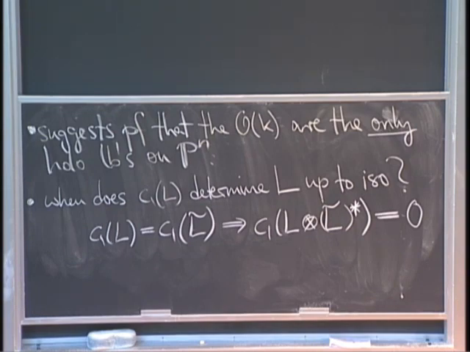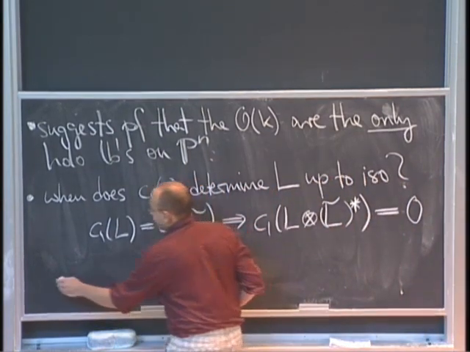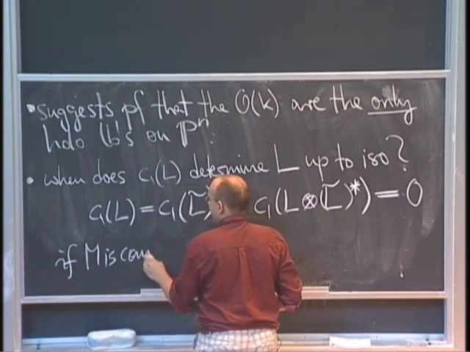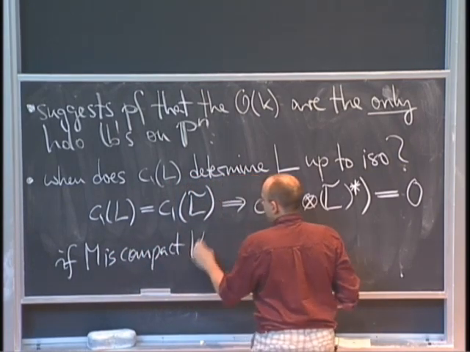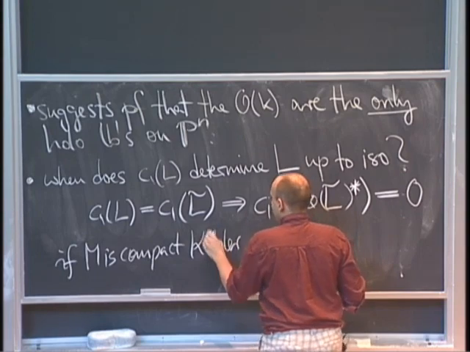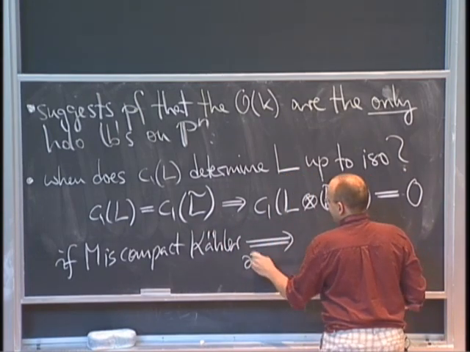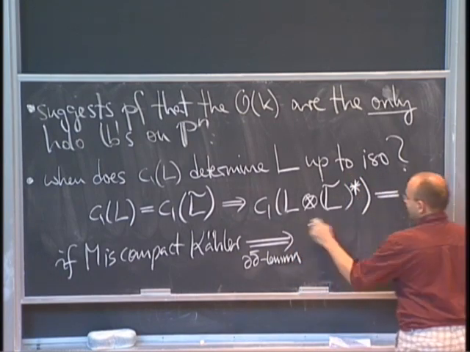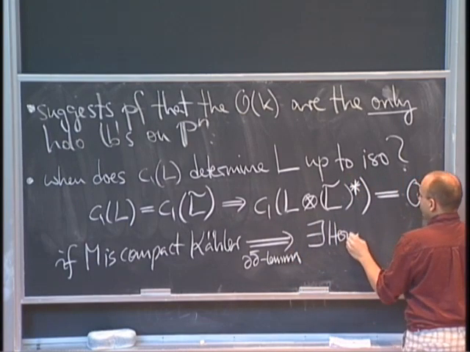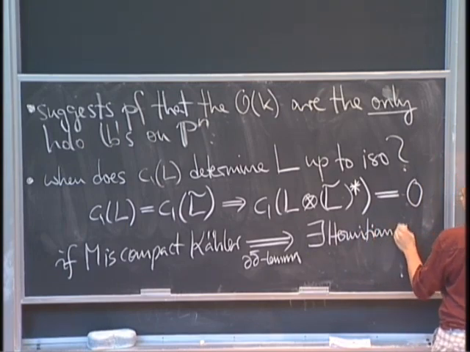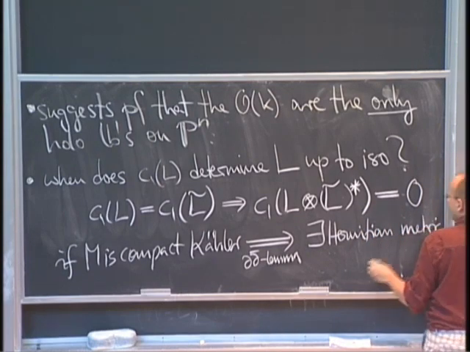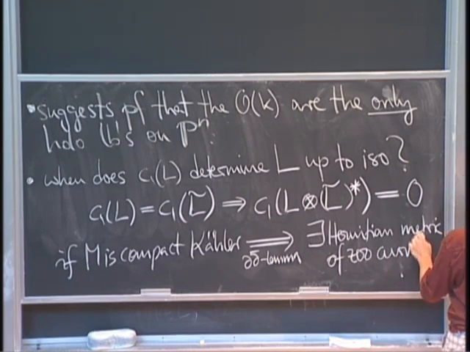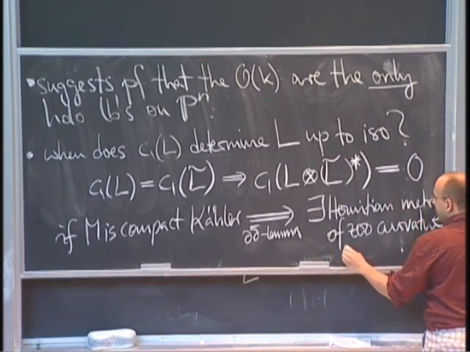So if M is a Kähler manifold, and I'm maybe going to explain that on Monday, so if M is compact Kähler, then you can use the Del-Del-Bar lemma to show that there exists a Hermitian metric of zero curvature on this guy.